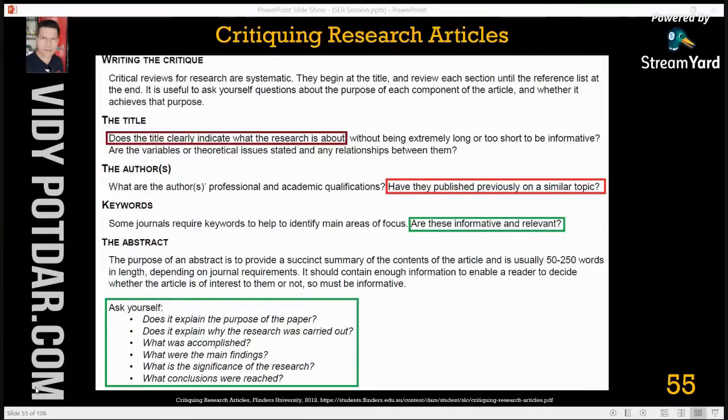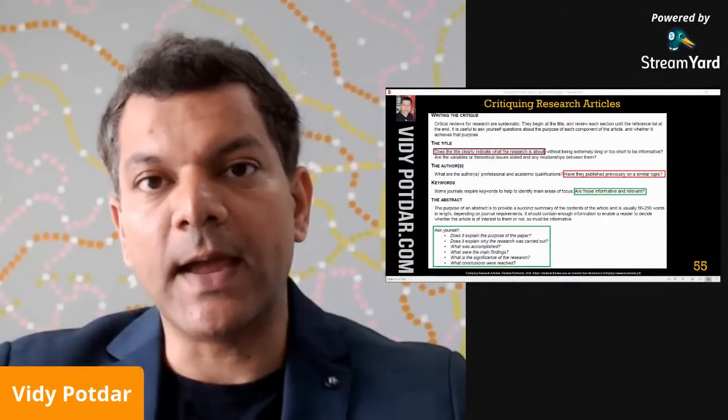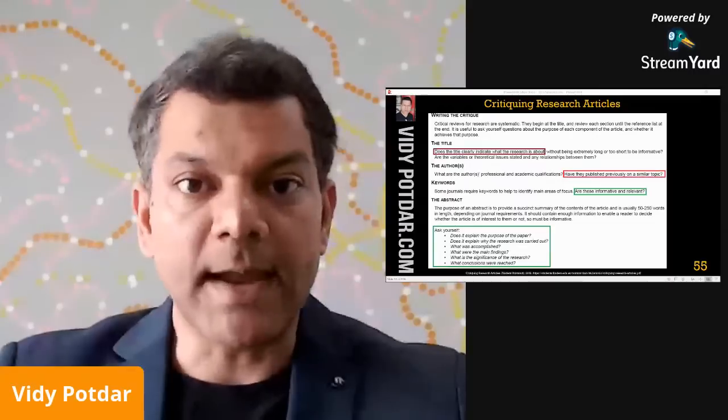If you look at the abstract, these are some of the questions that you should ask yourself. Does it explain the purpose of the paper? Does it explain why the research was carried out? What was accomplished? What were the main findings? What is the significance? And what are the conclusions? If you recall, I mentioned early on that the abstract is the most important part of your research, and I gave you some headings under which you should write your abstract.